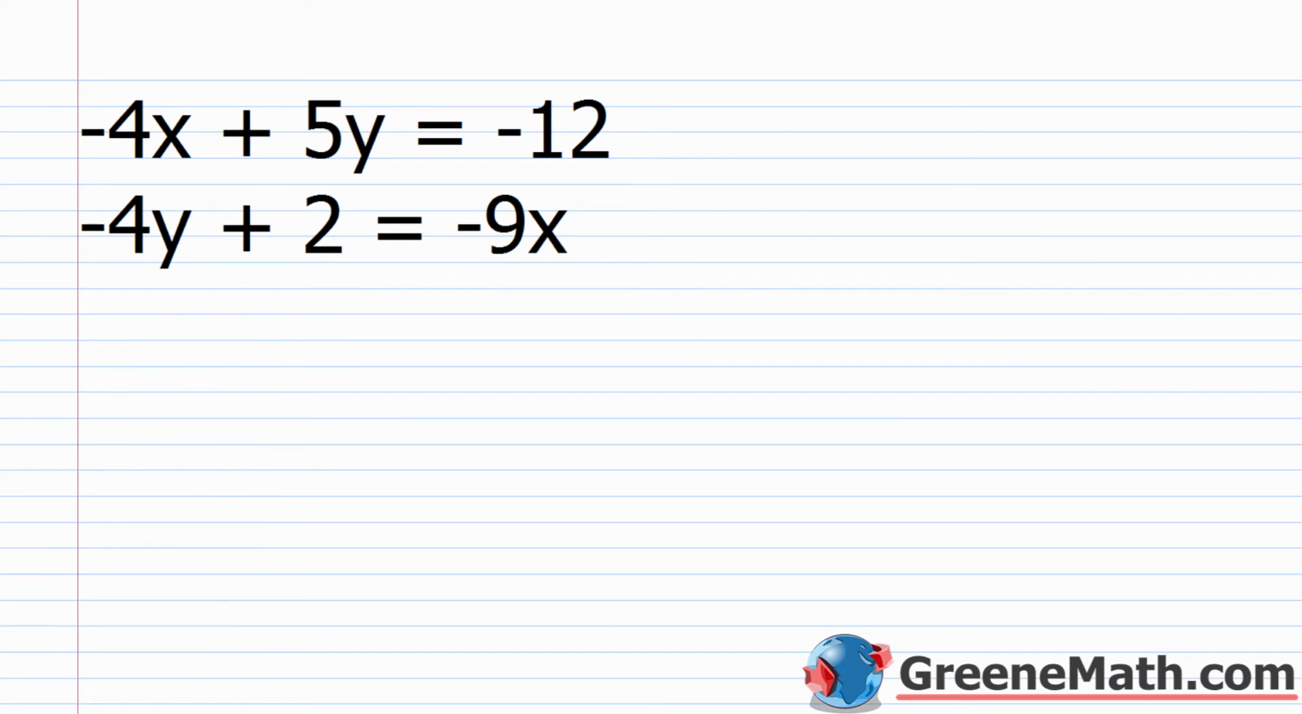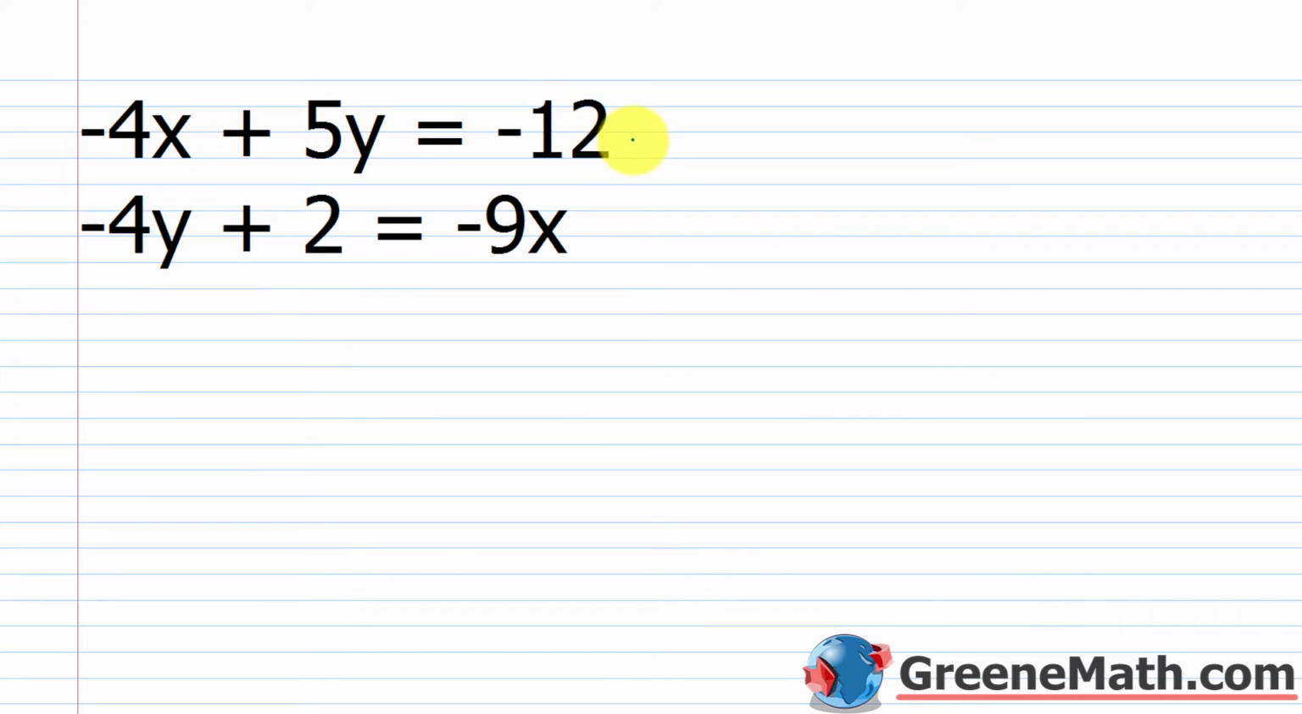All right, let's look at one that's a little bit more complicated now. I have negative 4x plus 5y equals negative 12, and I have negative 4y plus 2 equals negative 9x. So the first thing that you'll notice is that each equation is not in standard form. So when you look at it and you try to compare things, it's not easy and it's a cluster. So you want to put each equation as ax plus by equals c.